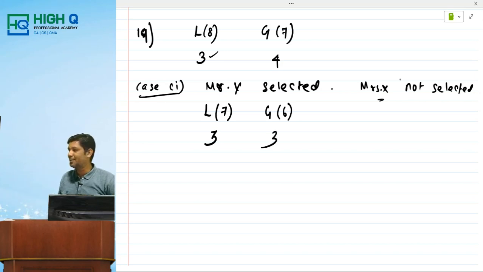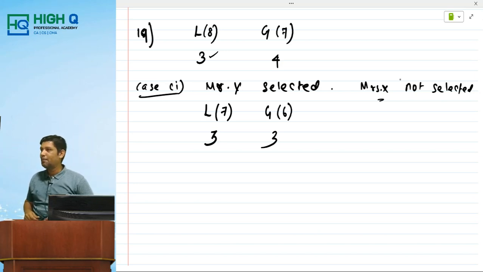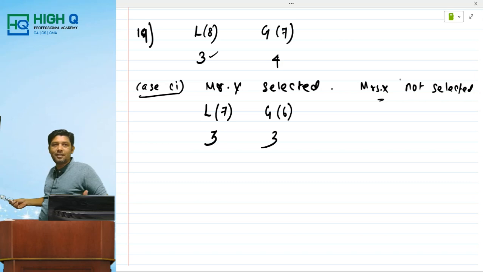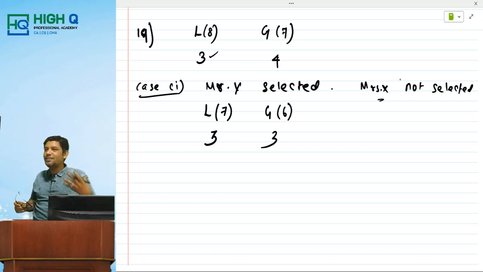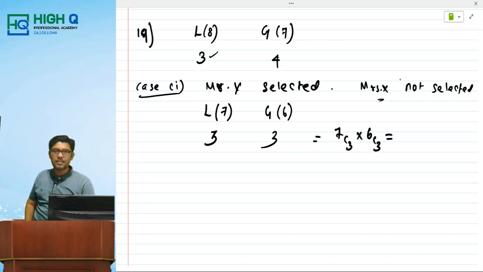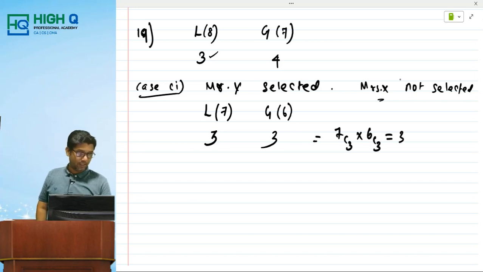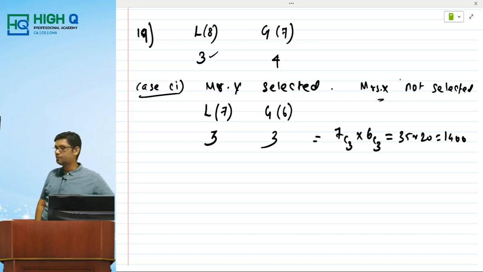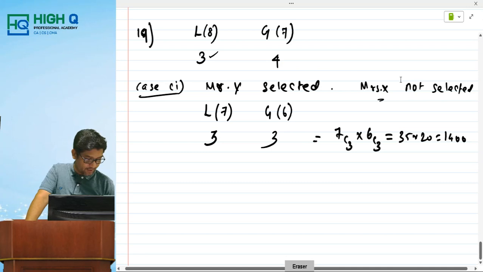Do you all agree, my dear? Sir, but the condition is 4 gentlemen, sir. My dear, you already selected one gentleman. So how many more gentlemen to be selected? 3 only to be selected. Do you all agree? So what is the answer? 7C3 into 6C3. 35 into 20. 700.